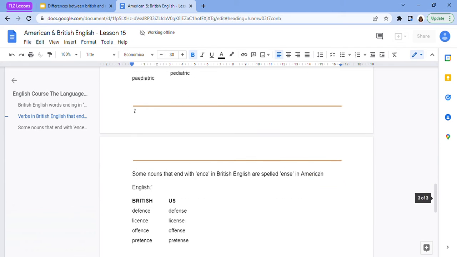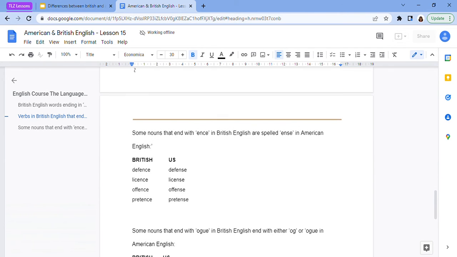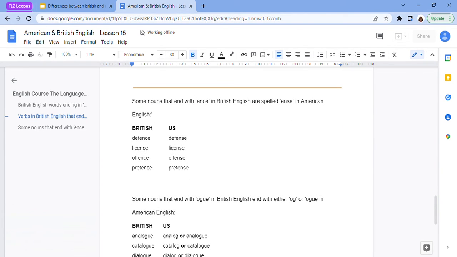Then we have nouns that end in E-N-C-E in British English and are spelled with E-N-S-E in American English. So defence, defense, licence, license, offence, offense, pretence, pretense.